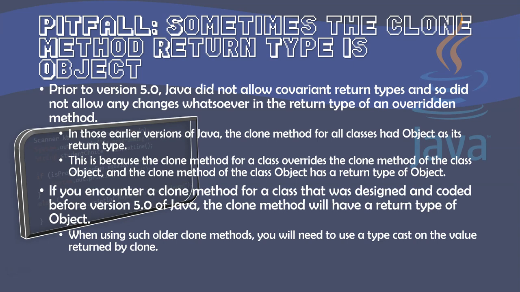Now, if you happen to encounter a clone method for a class that was designed and coded before version 5 of Java, the clone method will have a return type of Object. Again, it's just something that you're not going to need to know, but if you ever encounter these older versions of Java with these older clone methods, you'll need to use a typecast on the value returned by clone.